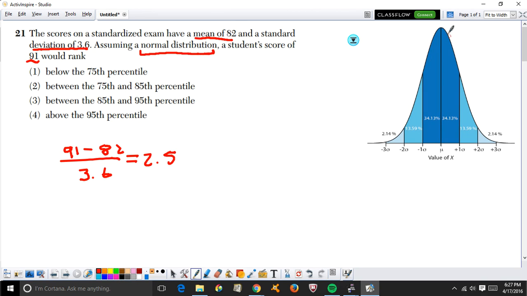If we look at our normal distribution graph, we see that every standard deviation gives us a percentile. How many standard deviations are we off? 2.5. So it means that we have 1 standard deviation, 2 standard deviations, and a half. Now, we gotta remember that the normal distribution is symmetric, so we also have to count the percentiles on the other side, 2 and a half. This area is the percentile that we're interested in.